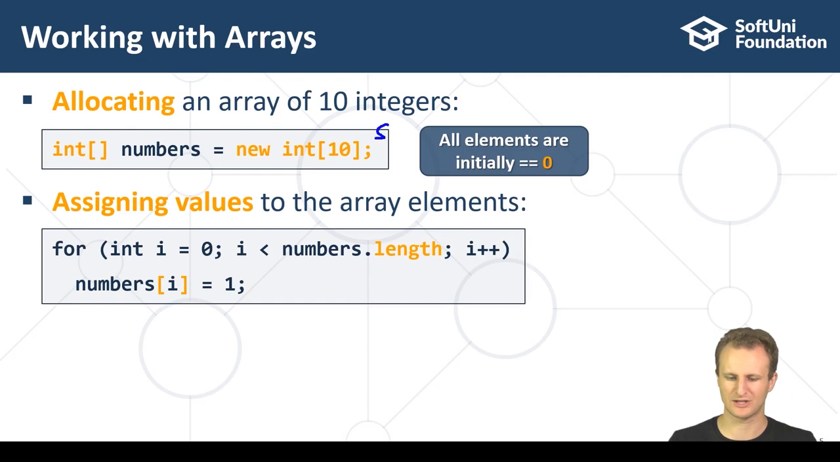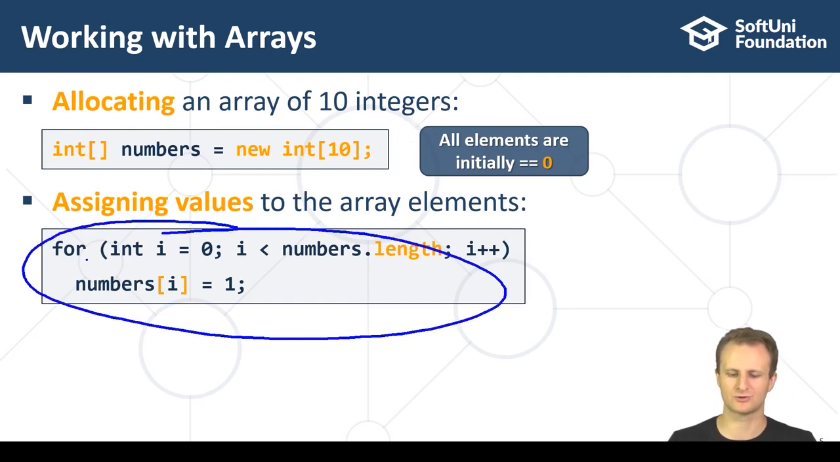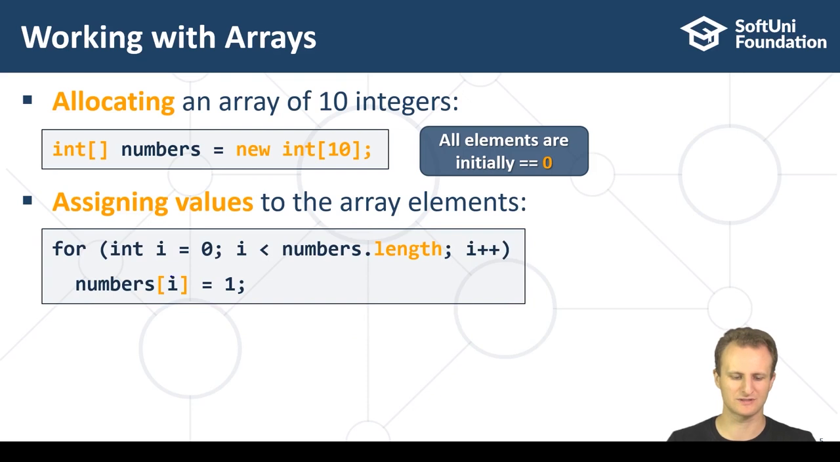Now we can also initialize them by using these curly brackets as I demonstrated, and we can assign values through a for loop. Now, I already showed how we can assign values through reading from the console. This example here just assigns each index, each position, the value 1. So all of the elements in this numbers array are going to be the number 1. So there are going to be 10 ones in our array of numbers.